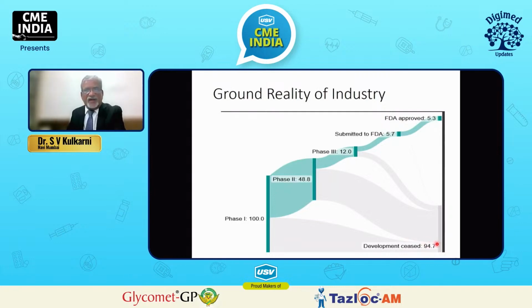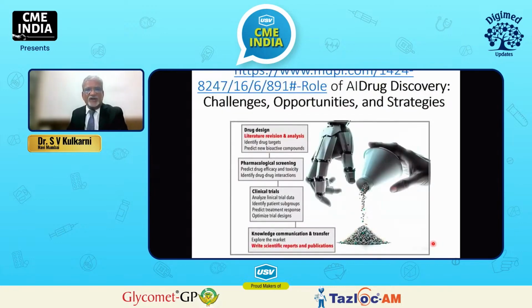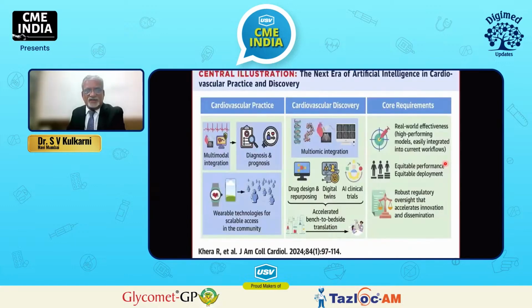It is the place where AI will come, and it will help for drug design, literature revision and analysis, identifying the drug targets. It will help you for pharmacological screening, helping for clinical trials, and most important, knowledge communication and transfer, explore the market, and write scientific reports and publications. All these things are possible, friends, with the help of AI, which is helping the pharmacological industry.